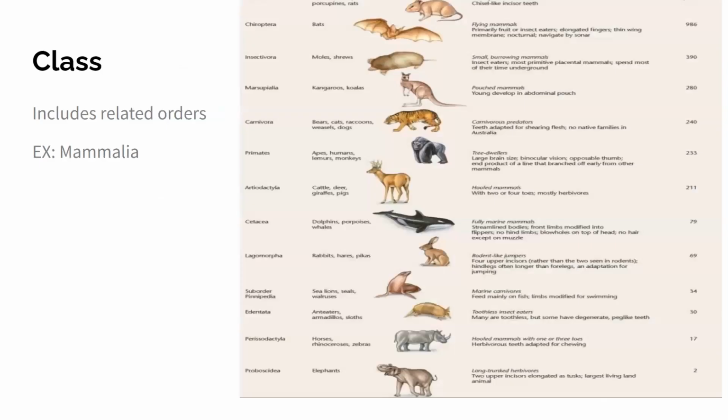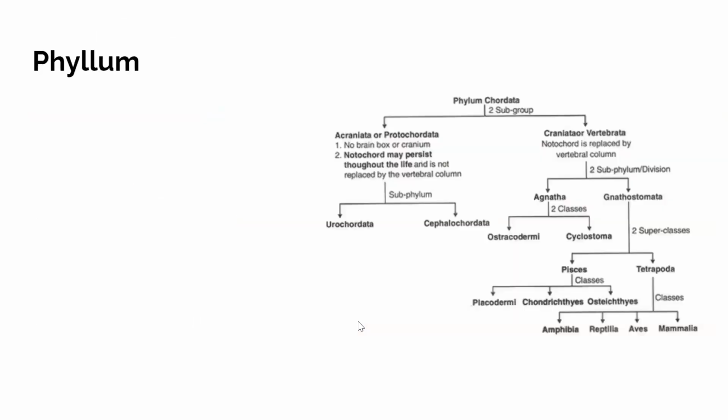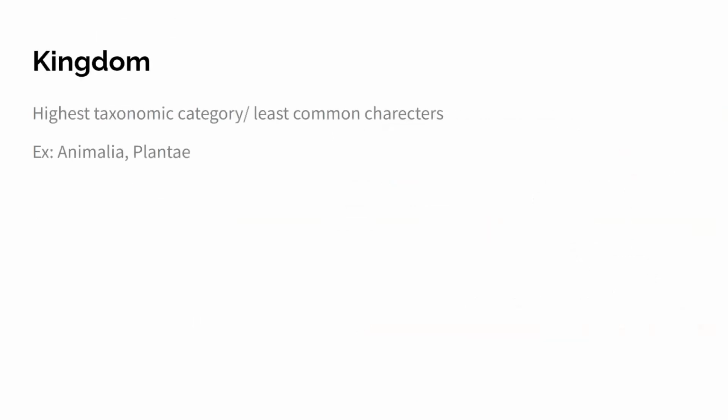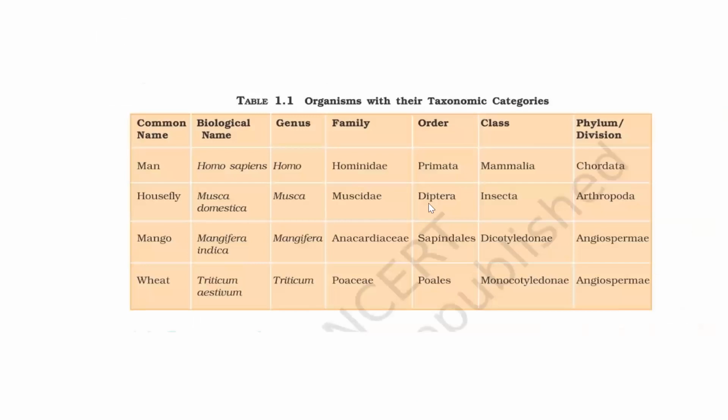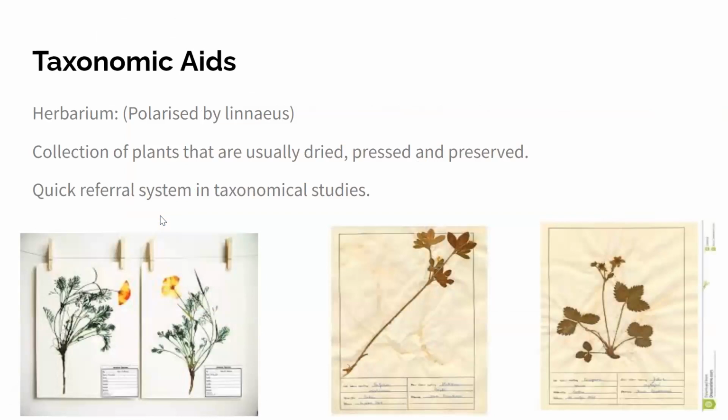Okay. So classes include related orders. So Mammalia, all these are mammals. Phylum is the topmost part. Kingdom, you all know. Okay, so this chart is very important. Also, I've repeated it many times. Very important part. Okay, now we will study taxonomic aids.